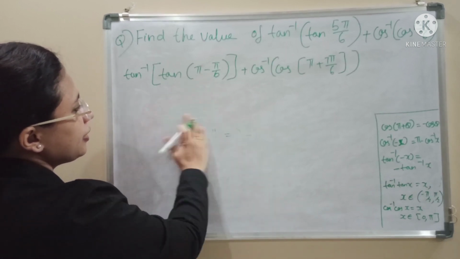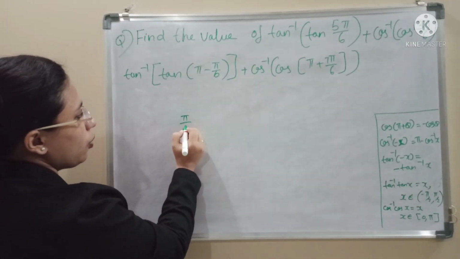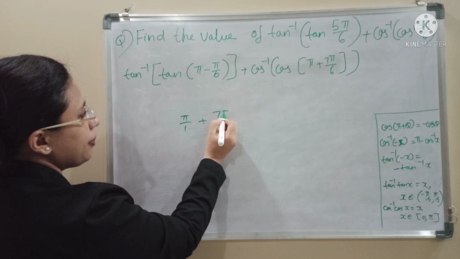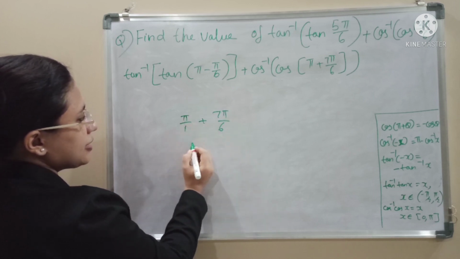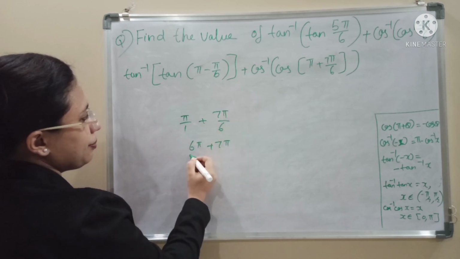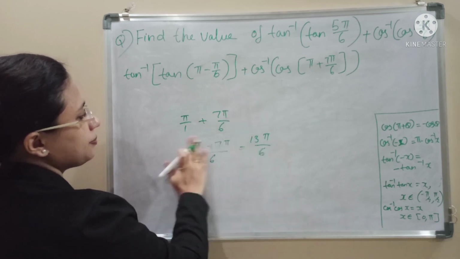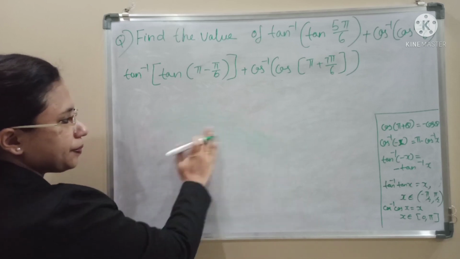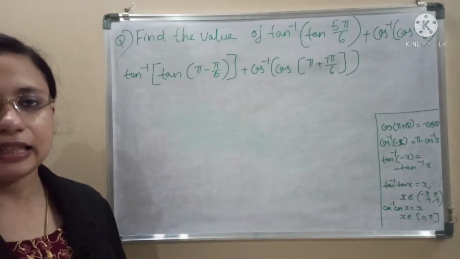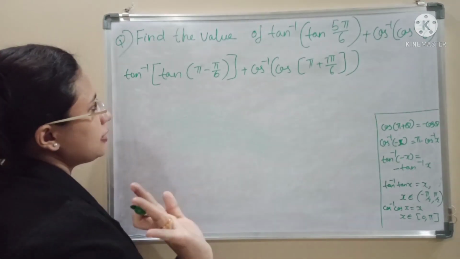Similarly this one: π over 1 plus 7π over 6, 6π plus 7π divided by 6, what is it? 13π over 6. Clear? Okay, so we'll continue. So we got till this.